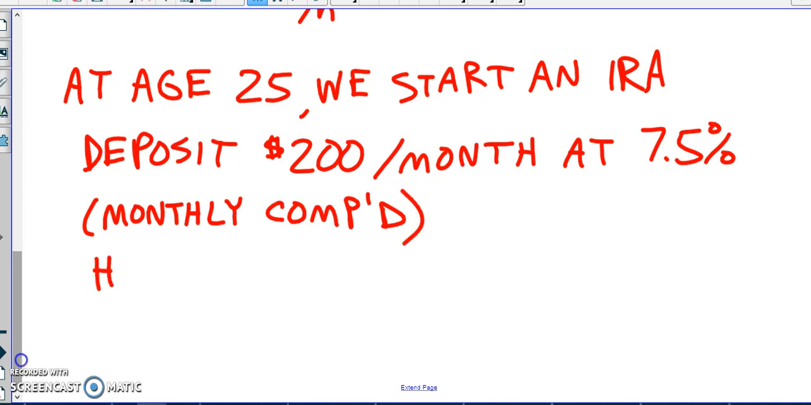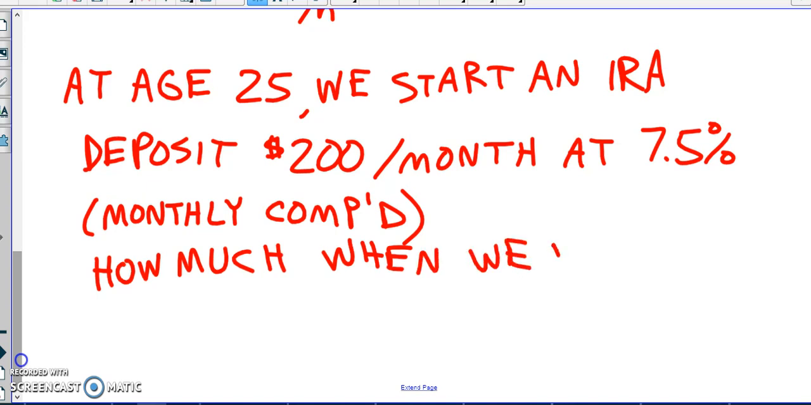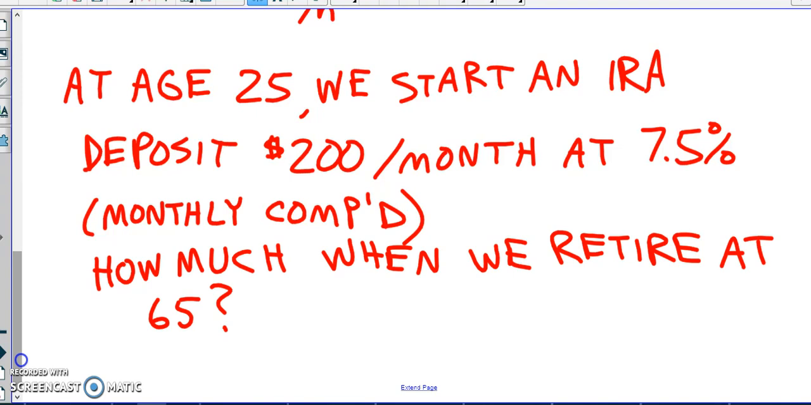So I want to know, how much is it worth when we retire at 65 years old? Well, first of all, the time would be 40 years because you've got 40 years between 25 and 65.